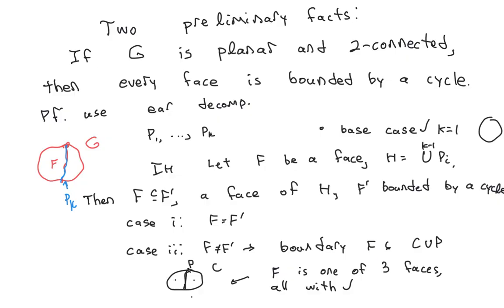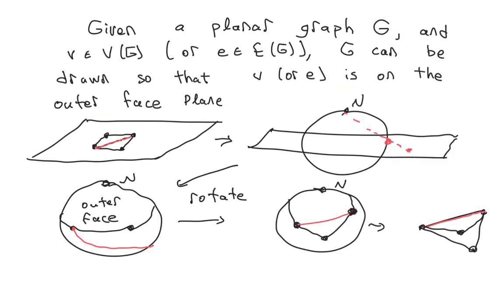Then this means that F must be contained in the boundary of F prime. Okay, let me state this carefully. The boundary of F must be contained in the boundary of F prime, which was the cycle C, union P_k, this last path. So then we have what is sometimes referred to as a theta graph. And the point is, no matter how I drew this theta graph, F must be one of these three regions. And all three of them are bounded by a cycle. And so we're done.